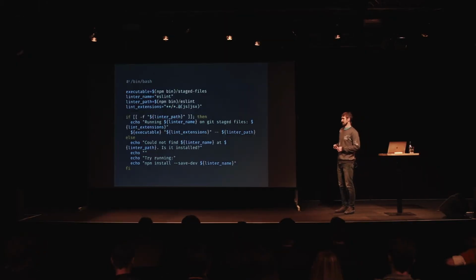So in the beginning, the initial version was pretty much this. I created a bash file that literally just ran this staged files thing and ESLint on them, and used these extensions. But it didn't scale.